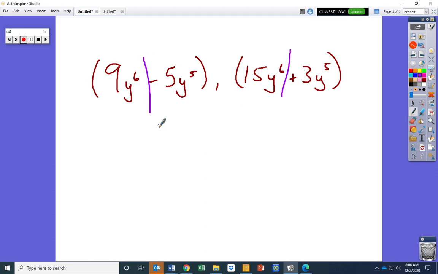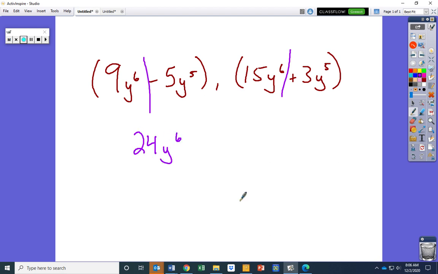All right. Now, look at this binomial over here. Which one has the higher exponent, higher power? 9y to the 6th. So what am I going to combine that with? Now, this one happens to be what? Positive, right? So all I have to do is put them together. So what's 9y to the 6th plus 15y to the 6th?